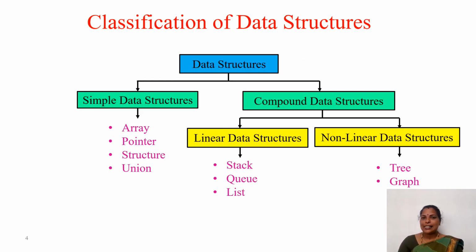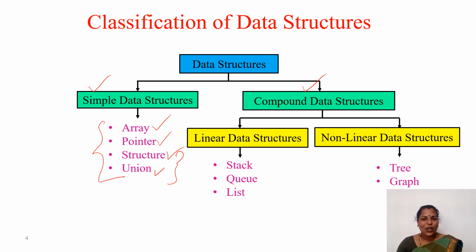Coming to the classification of data structures, the data structure is classified into two categories, simple data structures and compound data structures. The simple data structure mainly uses the primitive data types. I think all of you might know what this simple data structure is, that is the primitive data type. Arrays you are all aware of. In programming in C you have learnt and implemented how to use an array. Then pointers you also know, structure you know, union you know. There is one simple difference between structure and union, that you also know.